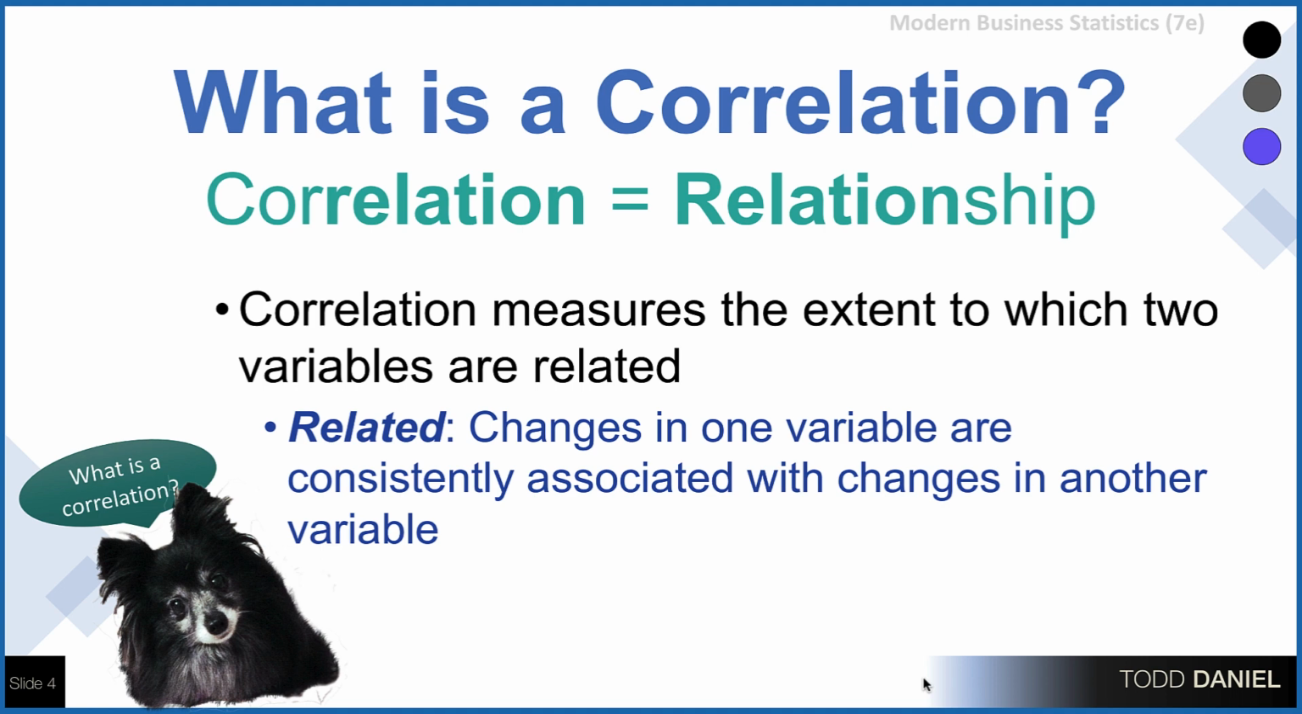Correlation, you can see in the name, is about relationships, specifically relationships between variables. Correlation measures the extent to which two variables are related. And what I mean by related is that changes in one variable are consistently associated with changes in another variable. As I teach you about correlation, I want to first back up and remind you about a few techniques that we've already learned, specifically the mean, the standard deviation, and z-scores.